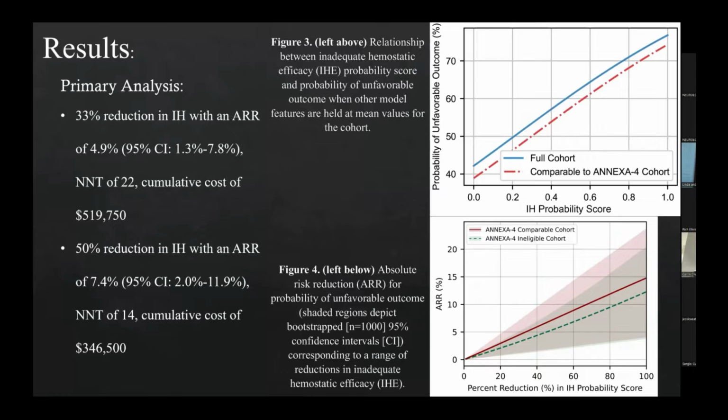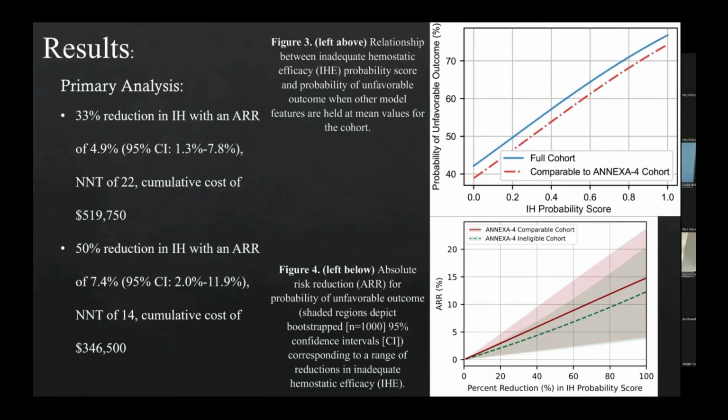And these are our results. You can see at a 1/3 reduction in bleed expansion, an absolute risk reduction of 5%, a number needed to treat of 22, and a cumulative cost of about $500,000. And at a 1/2 bleed expansion reduction, you see an absolute risk reduction of 7.4%, a number needed to treat of 14, and a cumulative cost of about $350,000.